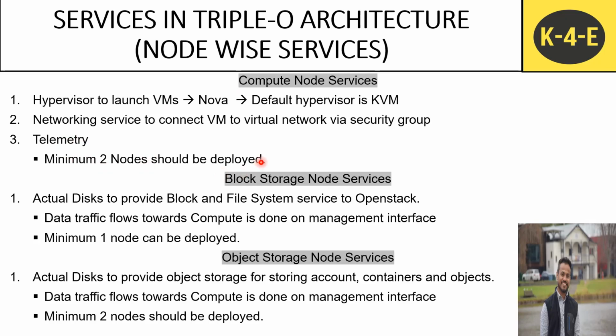Minimum 2 nodes should be deployed. You should not say that I want to deploy on one single compute. See, if you deploy one compute, it is not going to be beneficial. You should have minimum 2 nodes. And you know that OpenStack is a cluster of computes. You're going to provide services to n number of customers. So you cannot go with 2 physical servers as a compute. Definitely you need to have minimum 2.